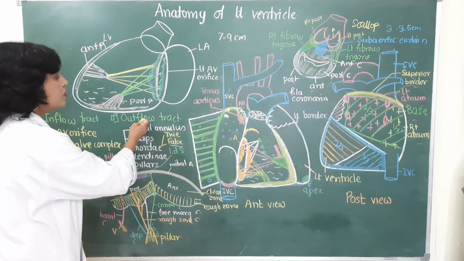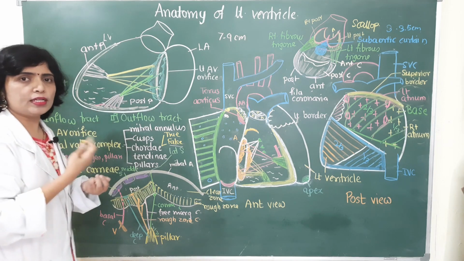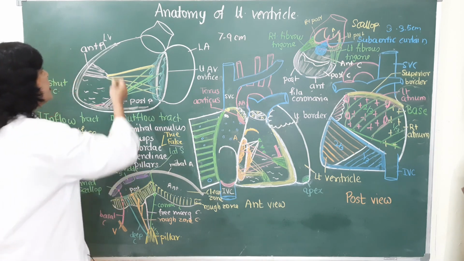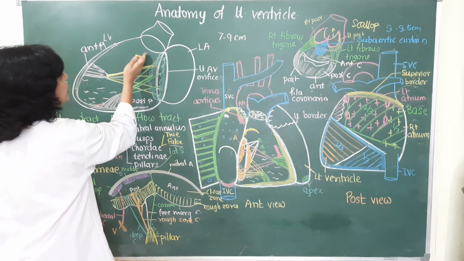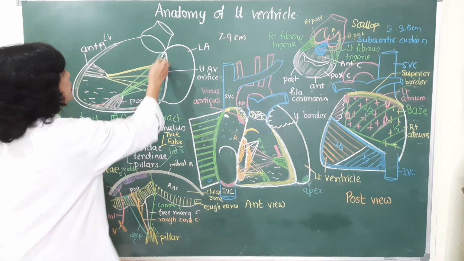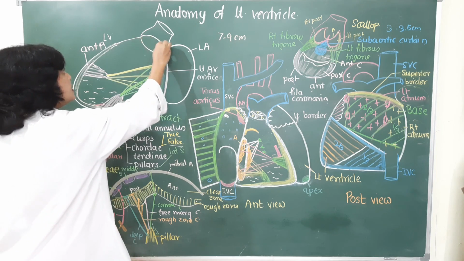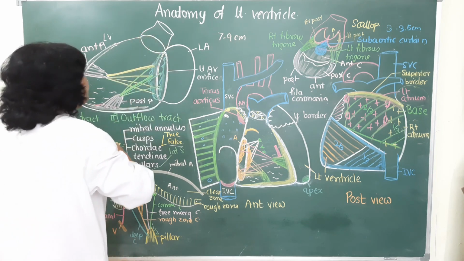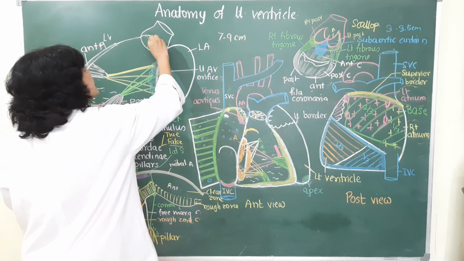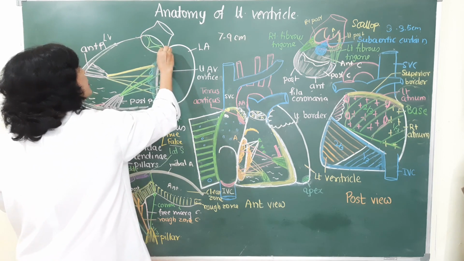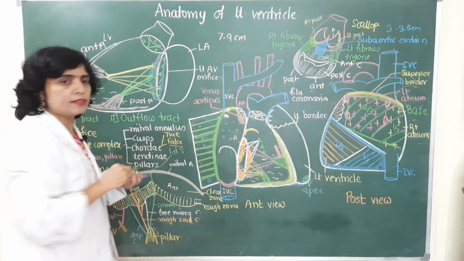Coming to the outflow tract. The outflow tract lies in the upper part. It is smooth, also called the aortic vestibule, and it is truncated. It lies in front of the anterior cusp of the left atrioventricular orifice. At the apex of this outflow tract there is an orifice, the aortic orifice, guarded by three semilunar cusps, one on the anterior aspect and two on the posterior aspect.